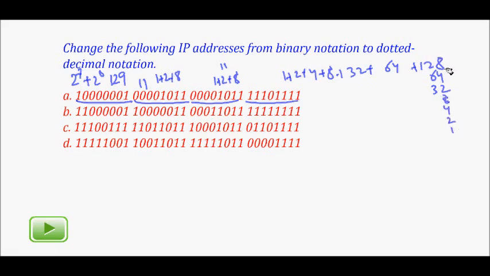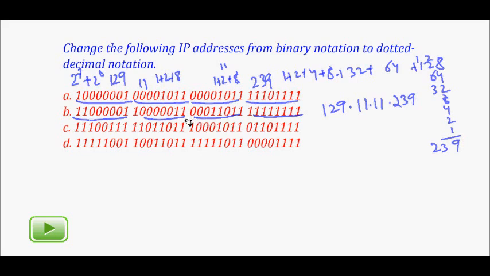8, 4, 2, 1. So adding these up, I think it is 239. So I have a kind of mess of calculation here. So 239. If this is 239, I think the calculation is correct. So this is 129.11.11.239.